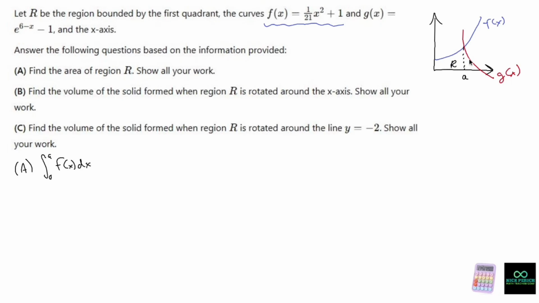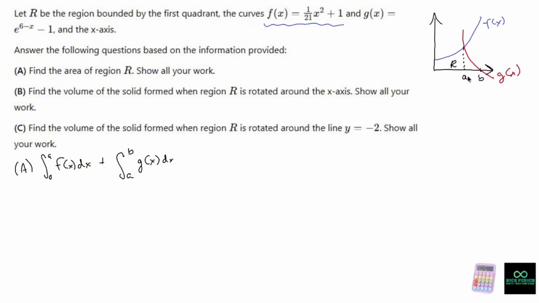Now, that's not all I want because I also need this chunk right here. That's going to be the integral from A to this guy, which we will call B. Everything is being held in the first quadrant, which means the moment it crosses the x-axis is when I'm done. B is going to be found by finding the zero of g of x. So once I find A, which will be found by intersections, and once I find B, that gets me this chunk right here when I integrate it. If I add this chunk and that chunk, I get all of R, and that gets me the answer to part A.